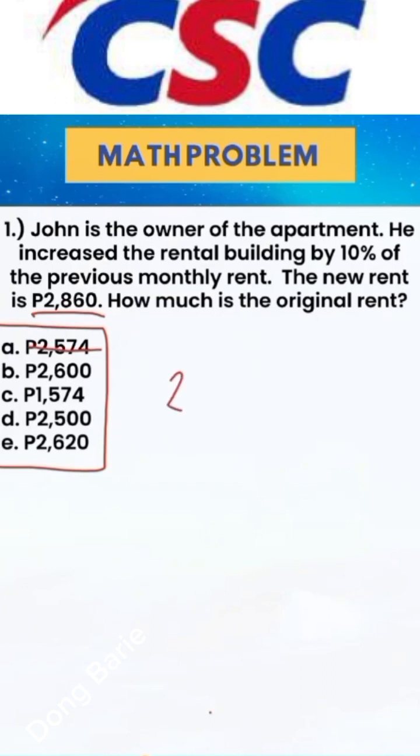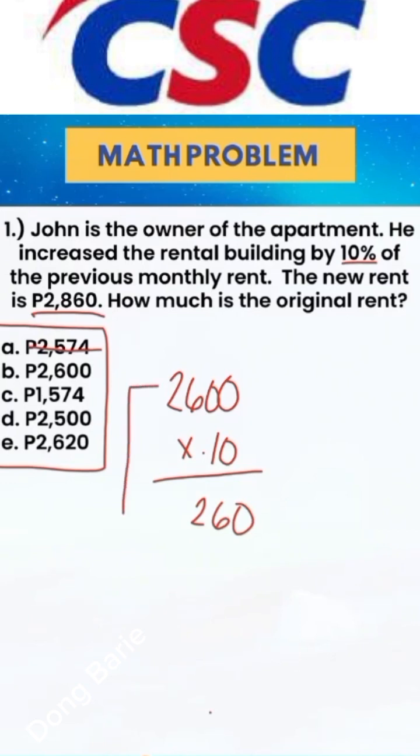So, 2,600, kunin natin yung 10%. Okay, kasi 10% increase is equal to 260. Now, pag-addin natin yan. 2,600 plus 260 is equal to 2,860. So, basically, ito na yung sagot, letter B.